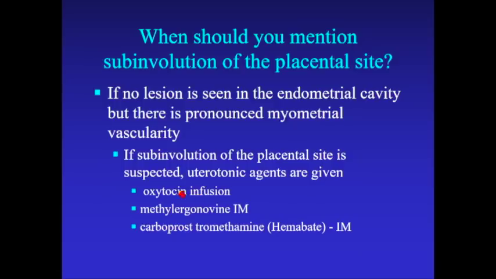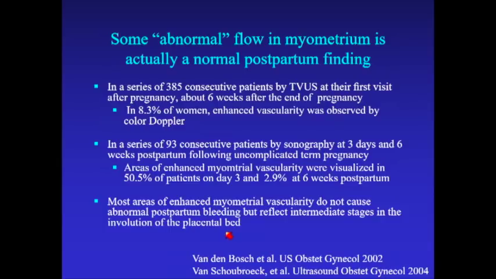And it's really important to mention this because this can be treated medically. What we need to know is that some abnormal flow, what we might think about as abnormal flow in the myometrium, is actually a normal postpartum finding. In this series of 385 patients who had their first 6-week study after pregnancy, 8.3% had enhanced vascularity by color Doppler. In another series of 93 patients, 50% had abnormal vascularity at day 3, and that went down to 3% at 6 weeks postpartum.